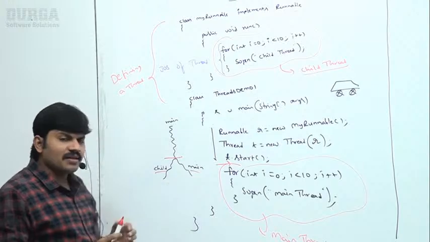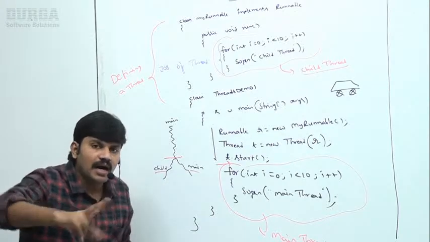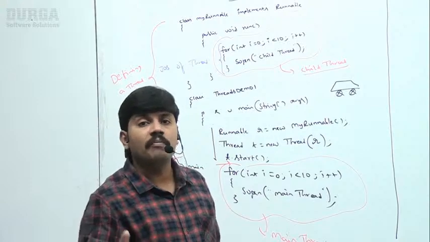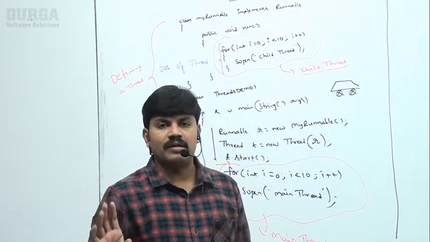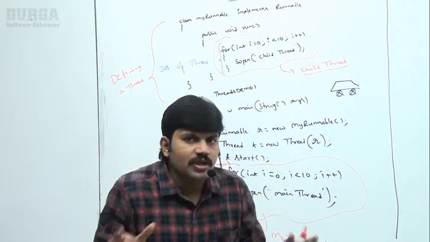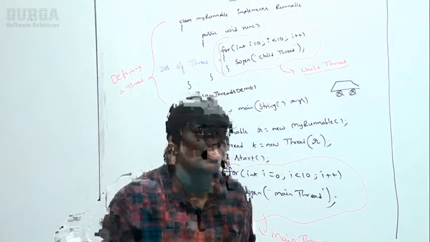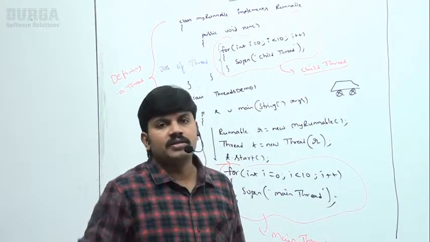How many threads are there? Two threads. In which order these two threads are going to execute, we can't expect. It varies from system to system, run to run. But at the end, both the jobs are completed. That is what is important in multi-threading. In which order they are executed is not important.